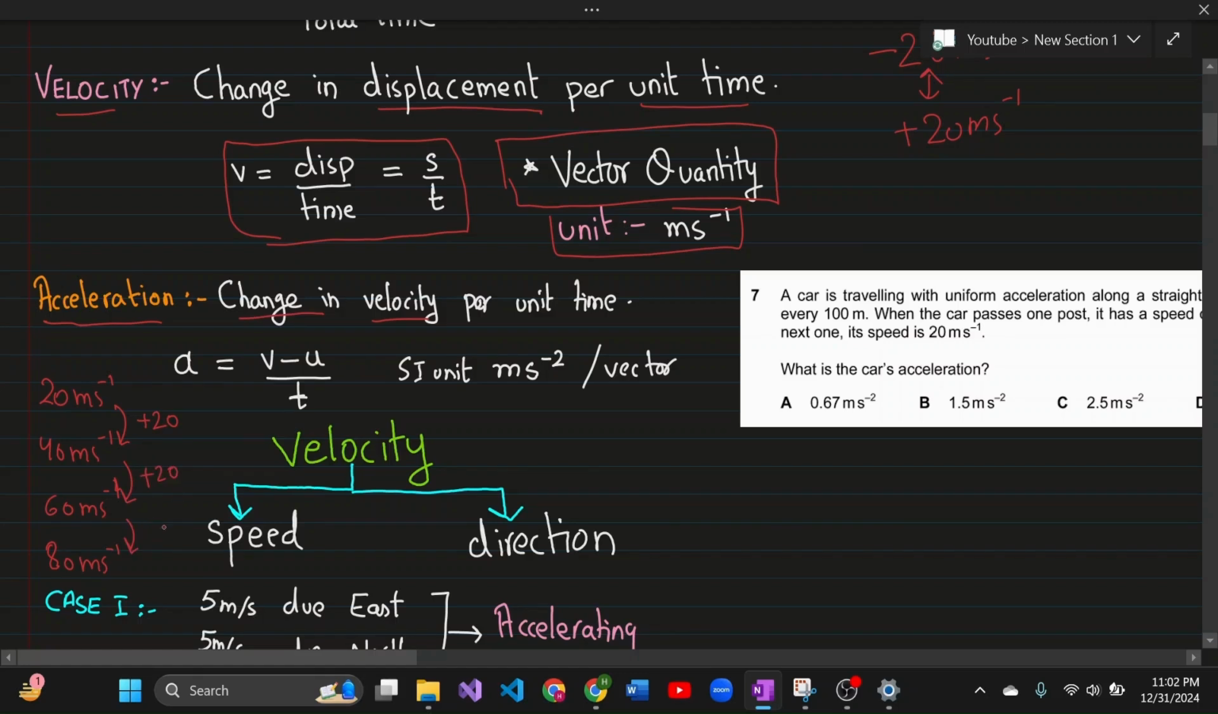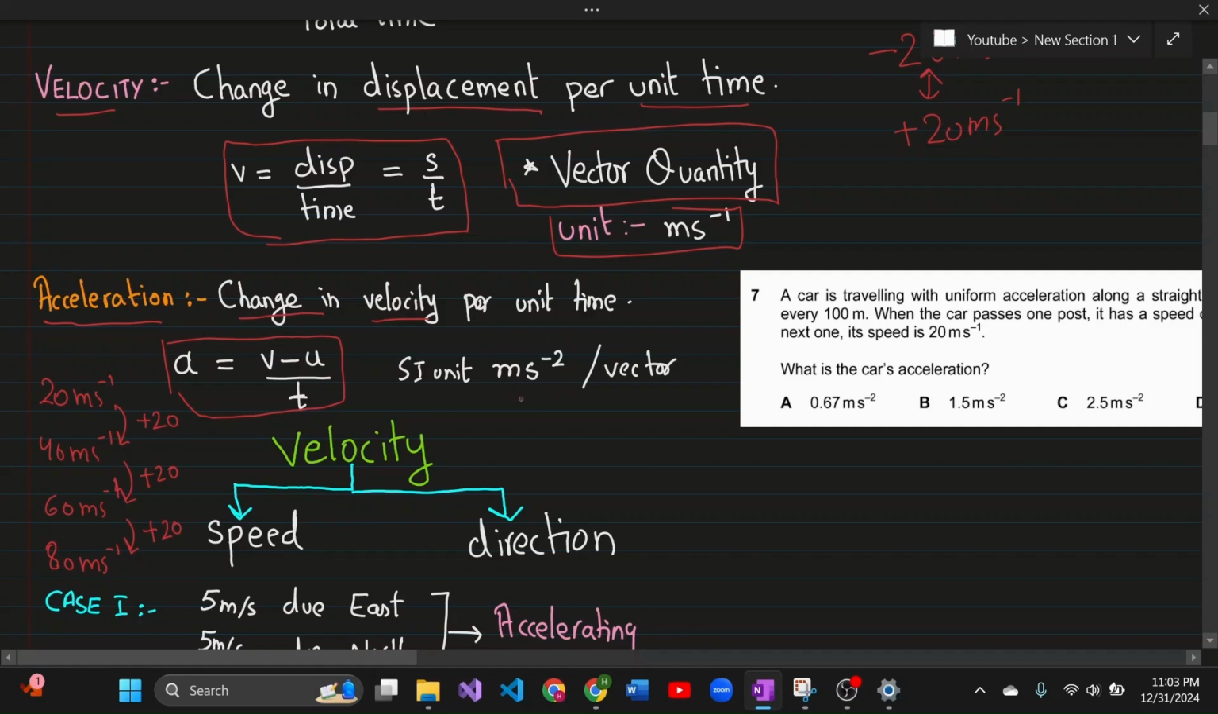So we can say the acceleration of the object is 20 meter per second square. On every second there is a change of 20 meter per second in speed, an increase. We have the formula: change in velocity per unit time. Acceleration has the formula v minus u upon t, that is final minus initial velocity upon time.